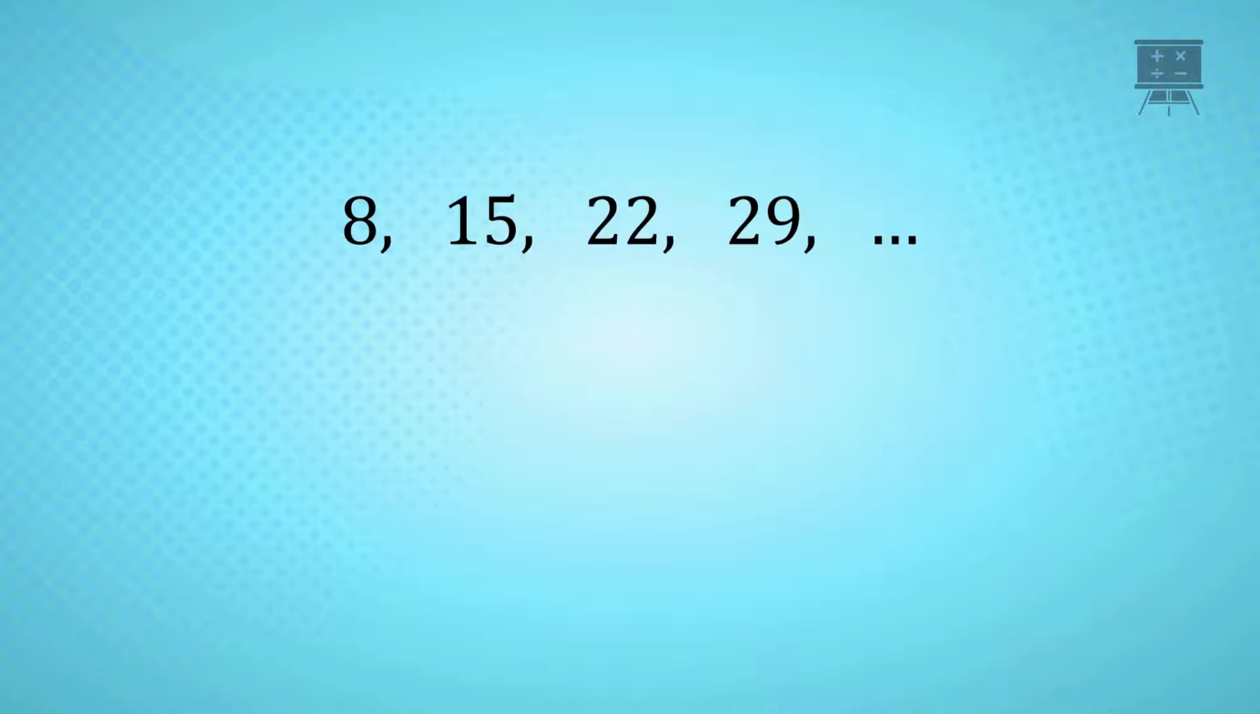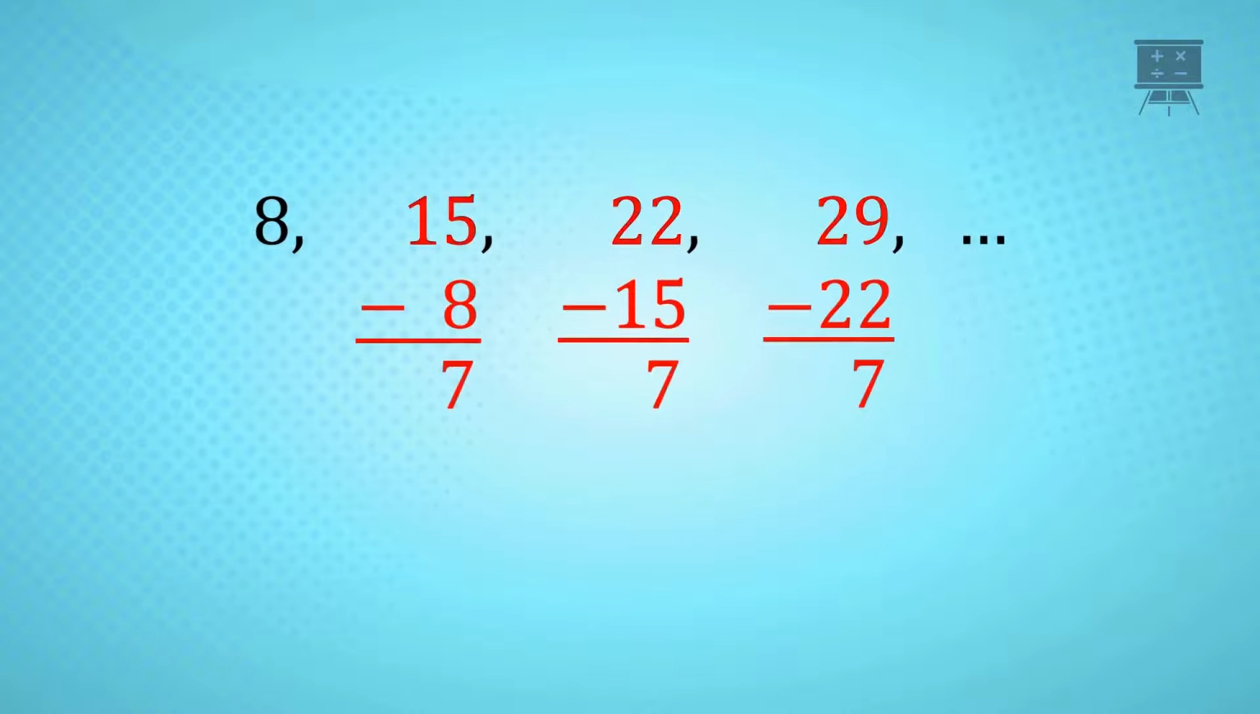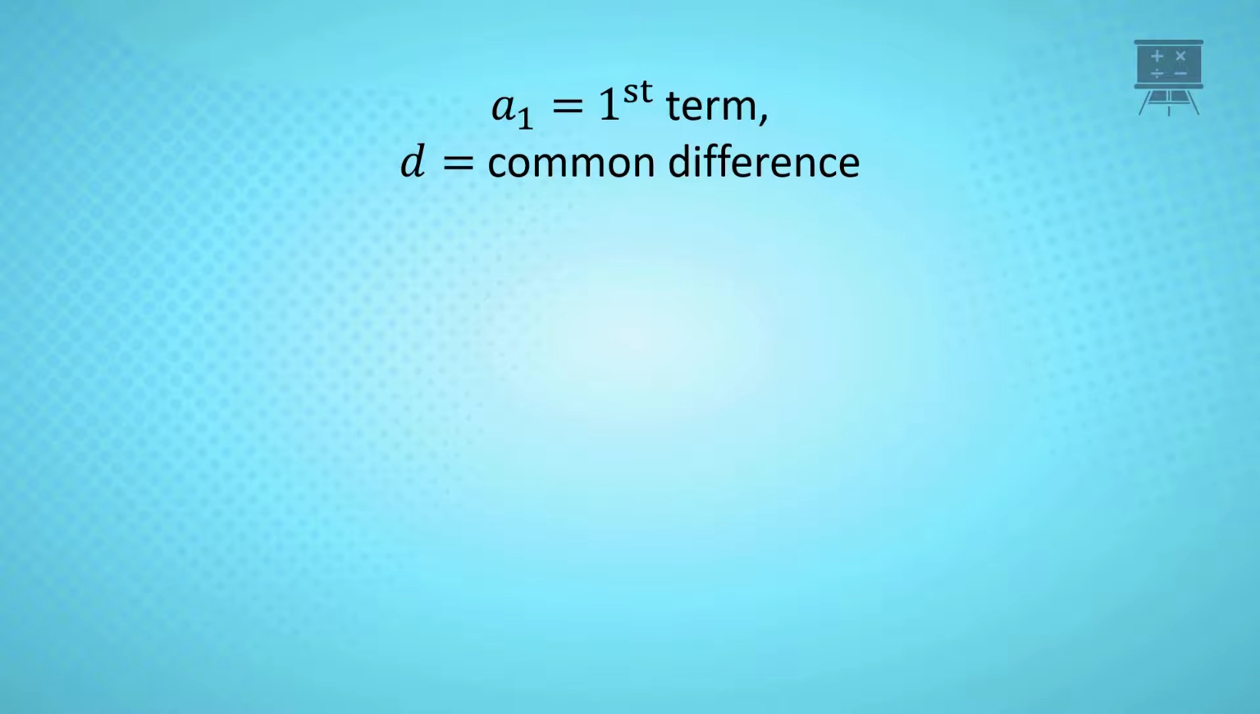Now find the 10th number in this sequence. The common difference is 7. Adding 7 from one number to another is kind of a complicated process. We can ease up this process by using a formula. Suppose a sub 1 is the first term in the arithmetic sequence, and the common difference between terms is d.